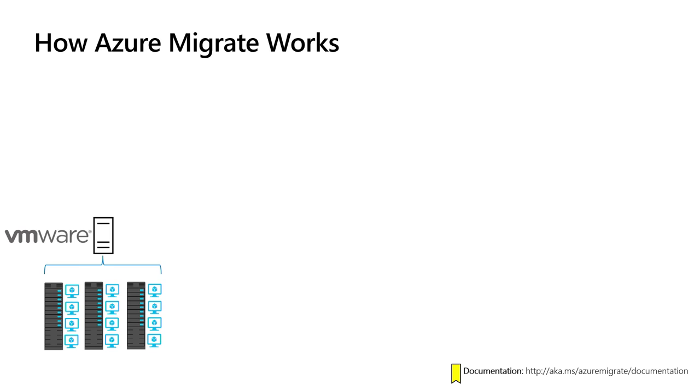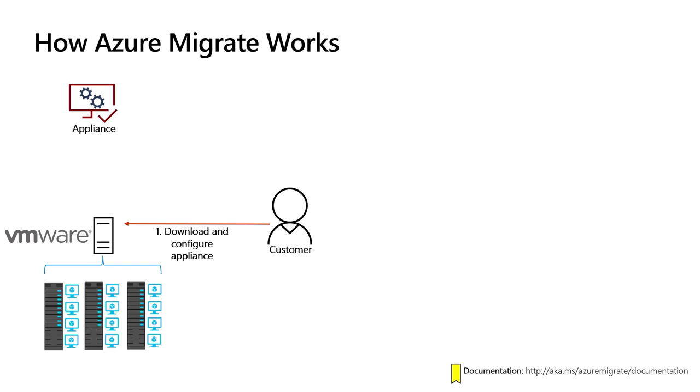So you have all your workloads on VMware, right? So you have basically you just download the first step and configure the appliance, like we discussed. Then the appliance is registered in Azure. Then what you're doing, you start the discovery. So that's the first process. You start the discovery of all of your environment.